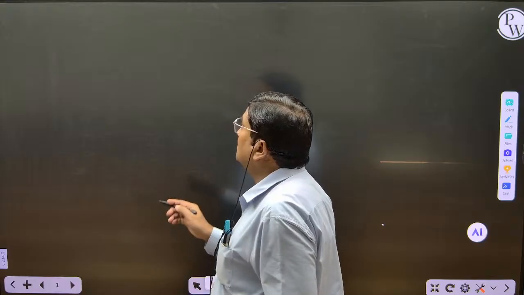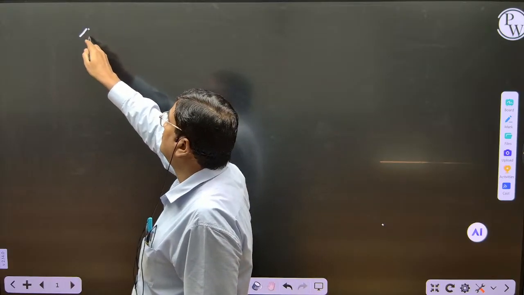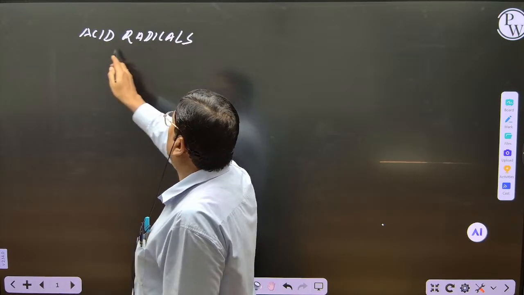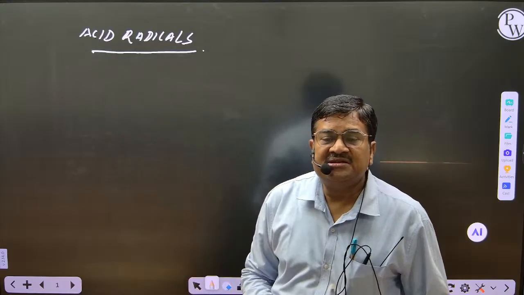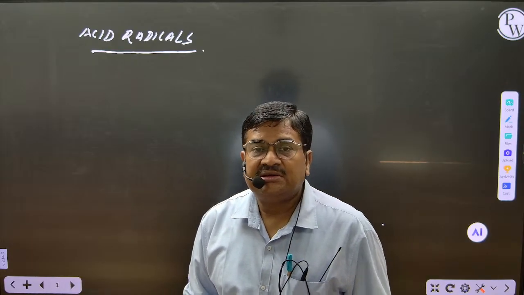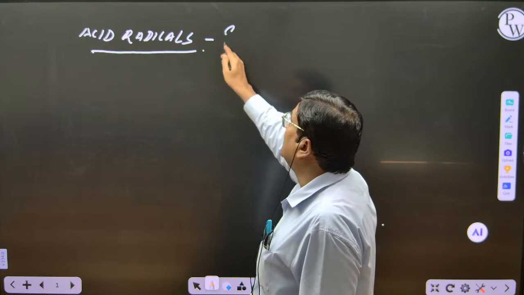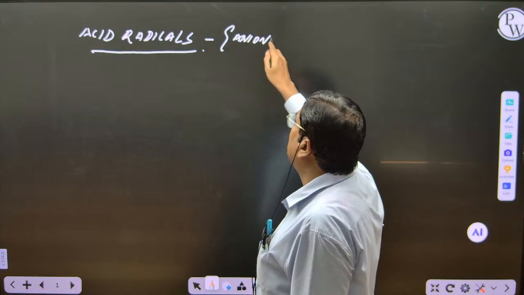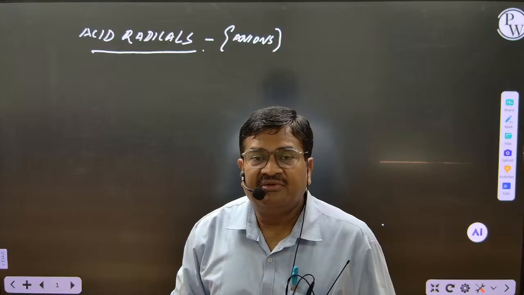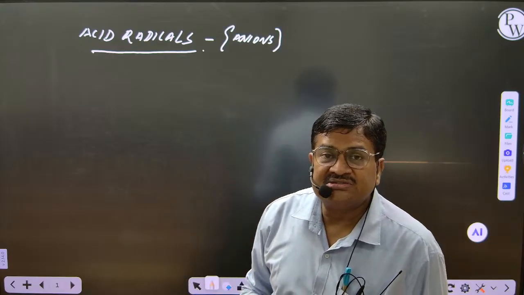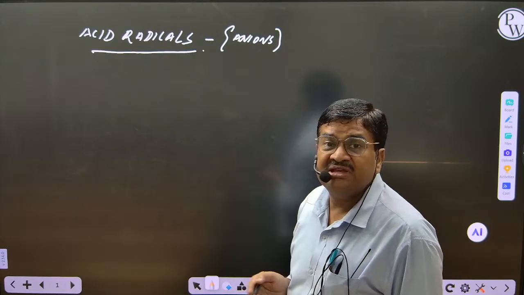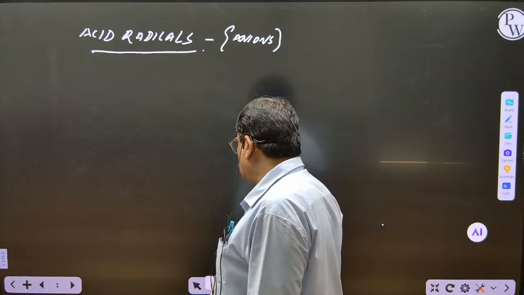Write the heading acid radicals. Now see, what are acid radicals? The ones that are obtained from acids. And acid radicals are also called anions. You know, in 10th standard we study the crisscross method, in order to write the formula of the compound. So before using the crisscross method, students should know what the acid radicals and what the basic radicals are. So understood, acid radicals are called anions.